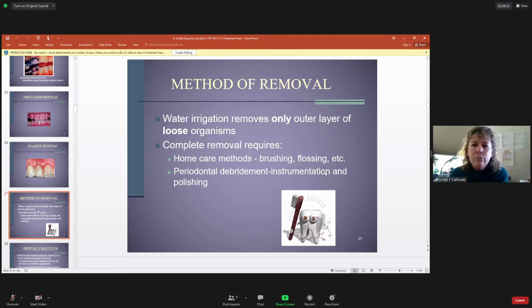Water irrigation removes only the outer layer of loose organisms. Remember we said biofilm colonizes and is organized. So like the new stuff that's coming to visit and see if it's going to attach and hang out, you might be able to remove that with your water irrigators. But complete removal takes the mechanical brushing, the dragging the bristles over the teeth, and flossing, and then our periodontal instrumentation and polishing, of course.